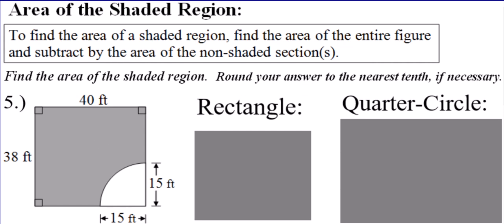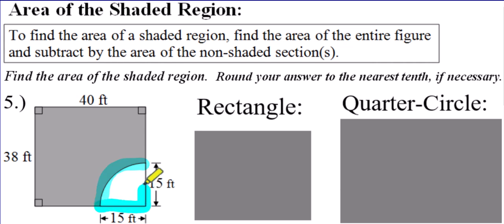Okay, so this almost looks like a square. But if you look, the length going at the top is 40 feet, and the width going on the side is not 40 feet. It's close. It's 38 feet. So that's why this is not a square. This is a rectangle. So the total shape is a rectangle, but there is a section that is not shaded. And you can see it's right here. It's kind of like I took a bite out of the rectangle.